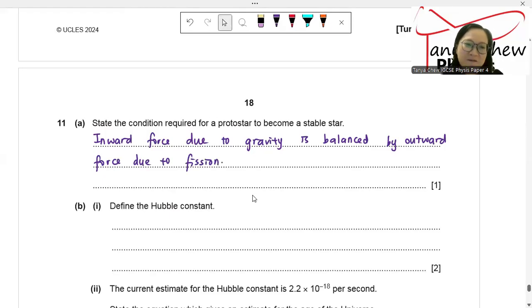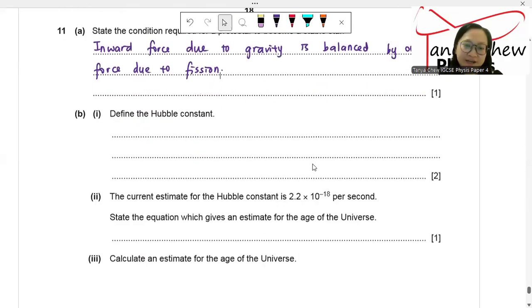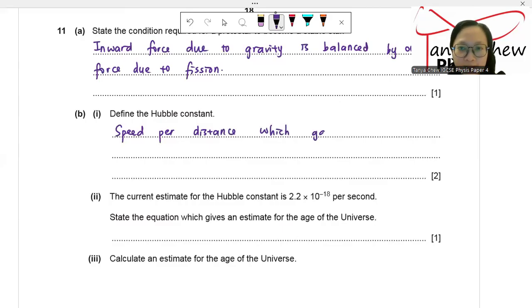That's it. B part 1, define the Hubble constant. Hubble constant is the speed per distance, which galaxies are moving away from where we are staying on Earth, from Earth.